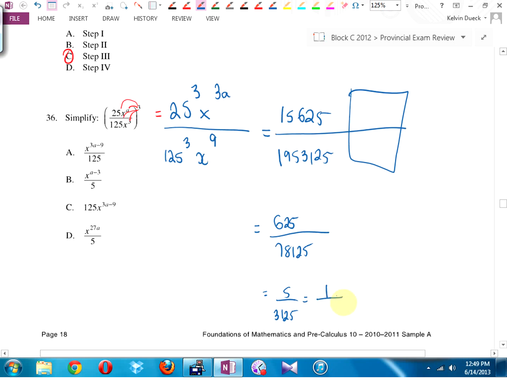1 over 625. I did 625 divided by 25. We got 25. Okay. That makes more sense to me. You got that? Divide by 25, divide by 25. We get 625 over 3125. I think 25 works again. You'll still get a 1. What's 3125 divided by 25? 125.